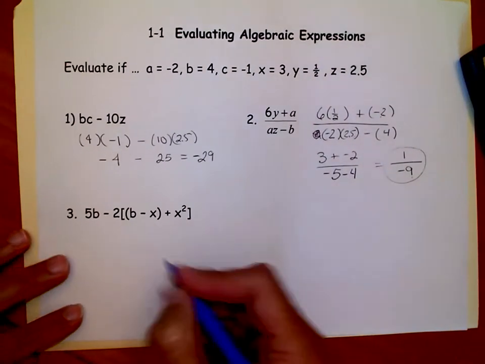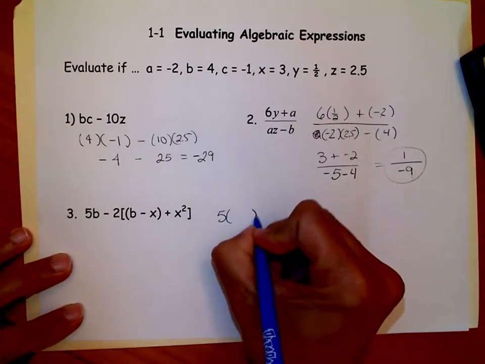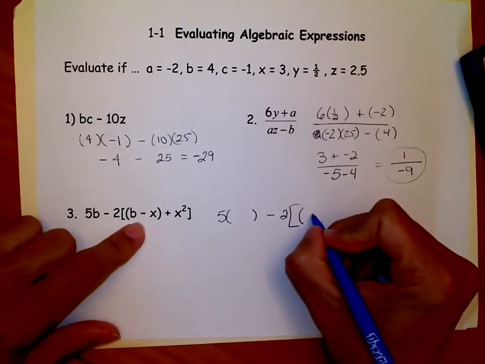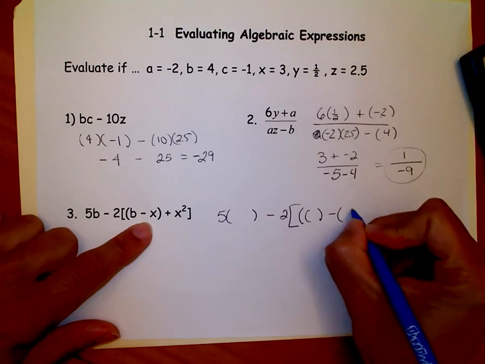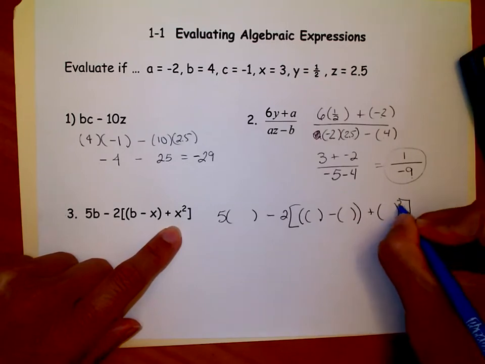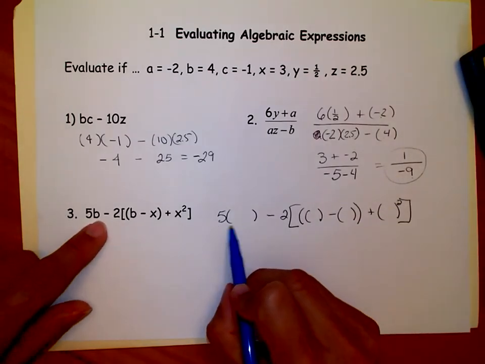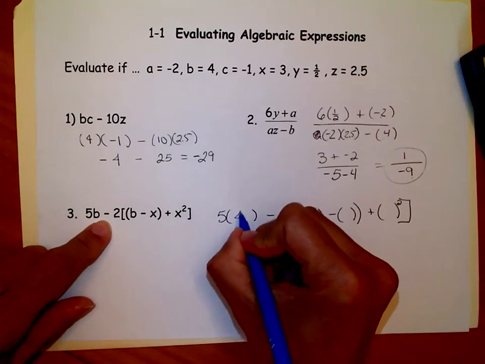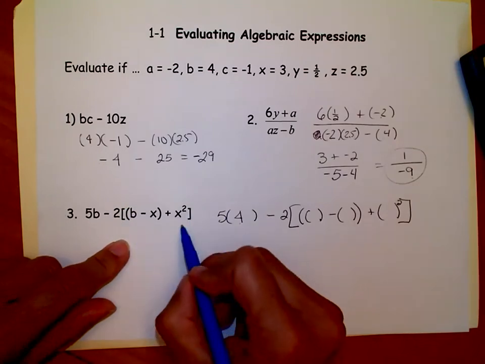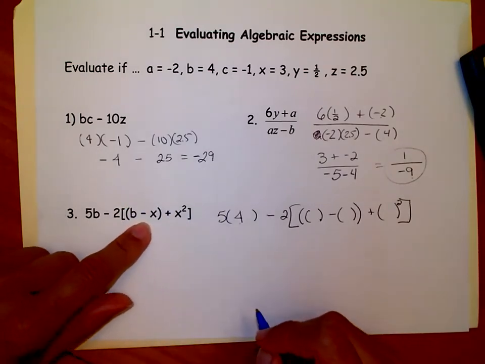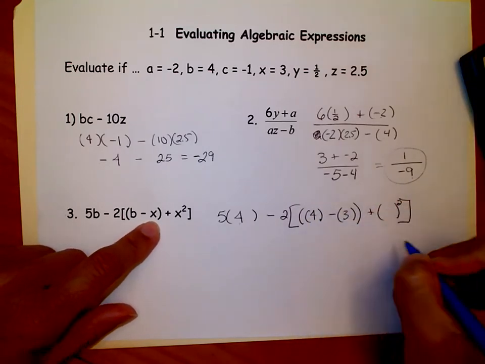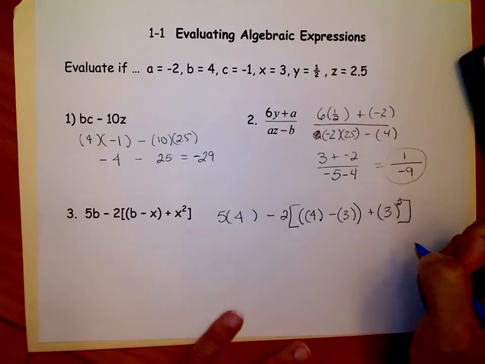Okay, last one. Remember, we're going to write the expression down, but every time there's a variable, we're going to write a parenthesis instead. And there's kind of a lot of parentheses here, so it might get a little confusing. Okay, so 5 times b. B is 4. So we put a 4 in there. 2, and then you see this big parenthesis. Remember, order of operations says we always start with the most inner parenthesis. So b is 4, x is 3, and again we have an x. So we start here.